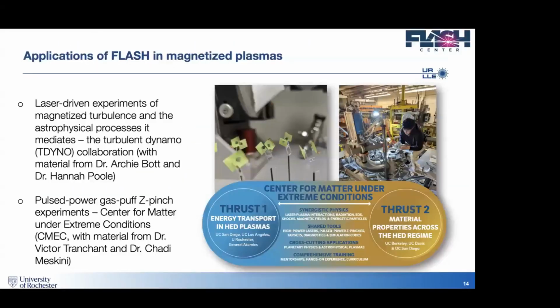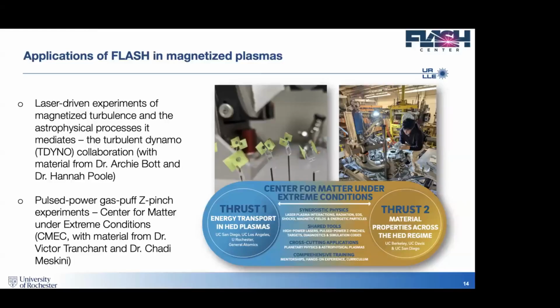Okay, so these are the two things that I want to touch upon in this talk. The first one is going to be laser-driven experiments that try to understand how astrophysical magnetized turbulence works and how processes like fluctuation dynamo or transport of charged particles can be informed by laser-driven experiments.